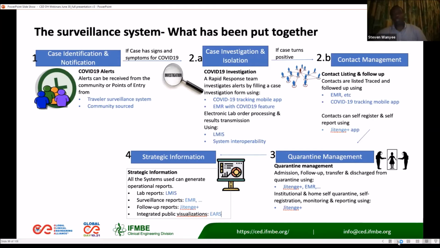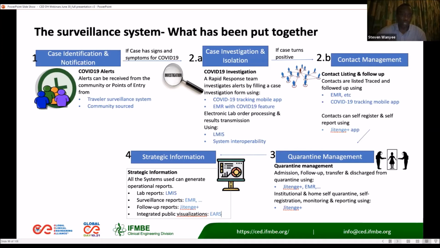So again, following the protocols that are established by the ministry, there will be a process of determining who needs to be quarantined. There are facilities for quarantine, data is collected, the cases are followed up until exit of that part of the service, and there's a bunch of systems there. And again, you'll notice that the most common system across this entire process is Jitenge Plus. So this is really the Ministry of Health in Kenya's system. And again, this process really reflects a lot of what most countries, particularly in sub-Saharan Africa, are using.